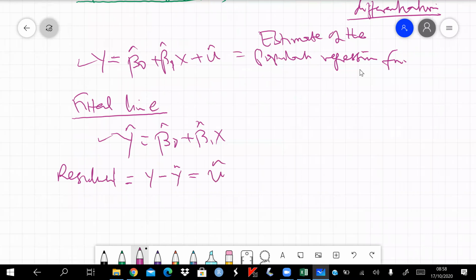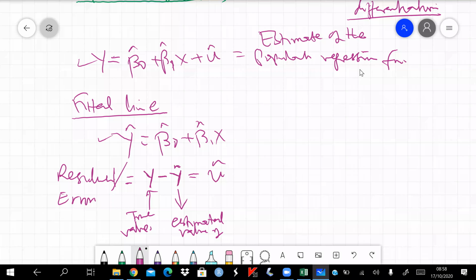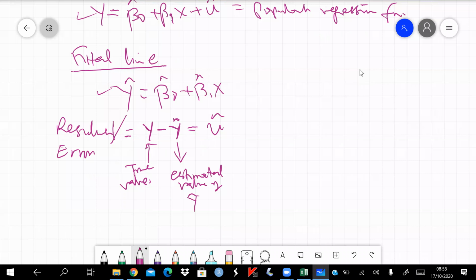The difference is your estimate. So the residual, sometimes called the error, is given by the true value of y minus the fitted value of y. This is the true value of y, and this is the estimated value of y. The estimated value of y is the one that is obtained using the regression line here.